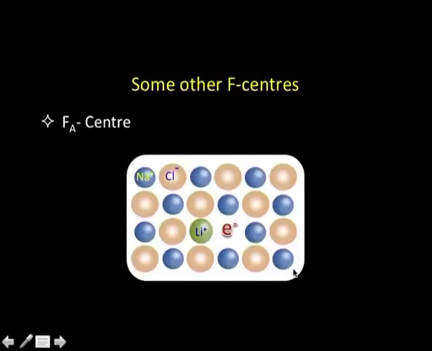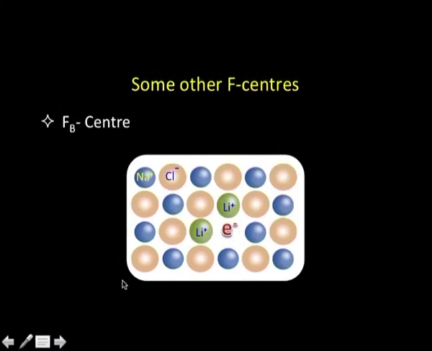Now, let us look at some other type of F centers. This is called an Fa center. This is similar to the previous F center, which was an electron trapped in an anion vacancy, but in this case we have an electron trapped in an anion vacancy and also a substitutional defect. That means a sodium ion has been substituted by a lithium ion. Such a situation is referred to as an Fa center. The material will have a different kind of behavior altogether.